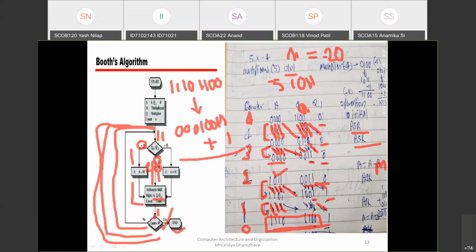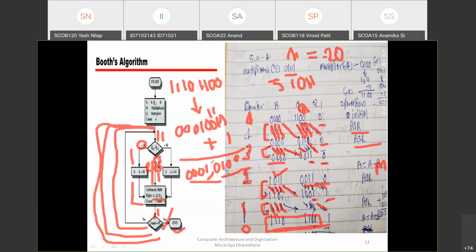1 plus 1 is 0, carry 1. Again 1 plus 1 is 0, carry 1. 1 plus 0 is 1. 0 as it is, 1 as it is, 0 as it is, 0 as it is, 0 as it is. And if you see the positions of these 1s, that is the weighted code which we are going to use.